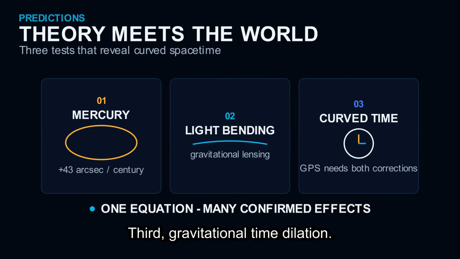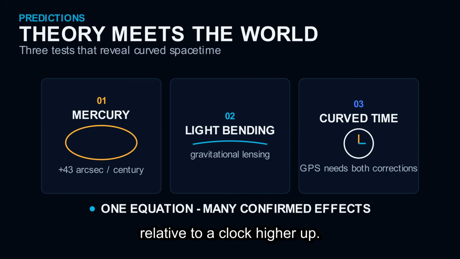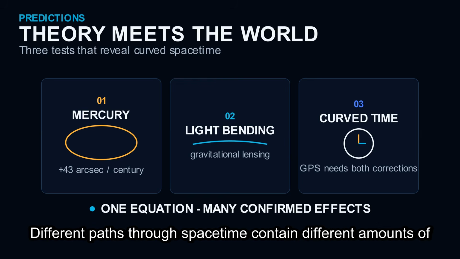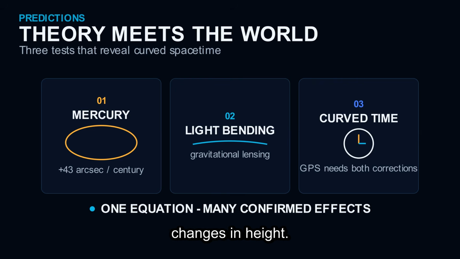Third, gravitational time dilation. A clock deeper in a gravitational field ticks more slowly relative to a clock higher up. This is not an illusion of a faulty clock. Different paths through spacetime contain different amounts of elapsed proper time. Modern atomic clocks measure the difference even across small changes in height.